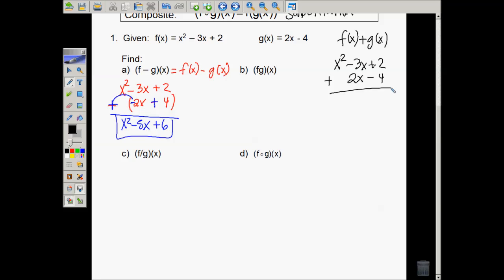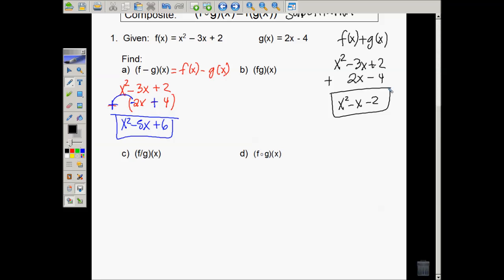So x squared plus nothing is? X squared. Negative 3x plus 2x is? Negative x. And positive 2 plus negative 4 is? Negative 2. That's adding and subtracting. How do we feel about adding and subtracting?